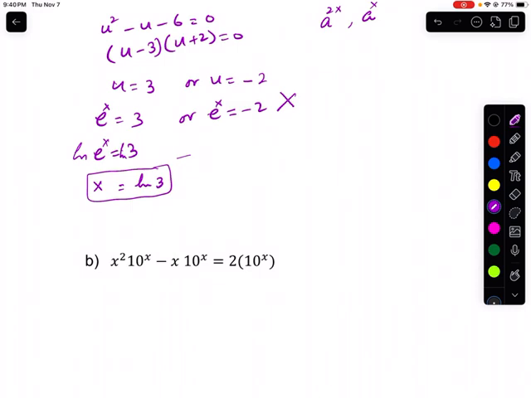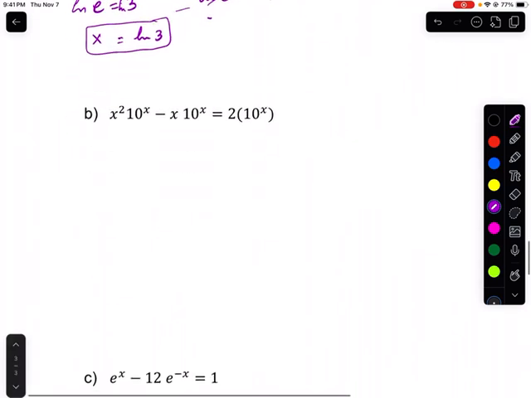What about the second one? If you didn't realize that this will not give us a solution, and you went further and did the same thing, log on both sides, remember, ln of a negative number does not exist. It is not defined, so this is wrong. Therefore we are not getting any solution from here. The only solution is x is equal to ln of 3.